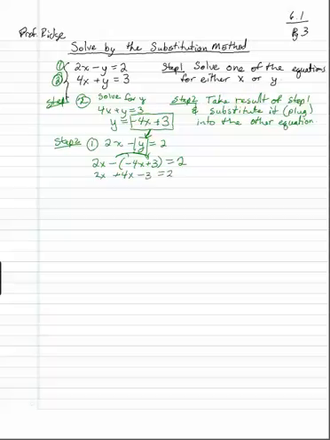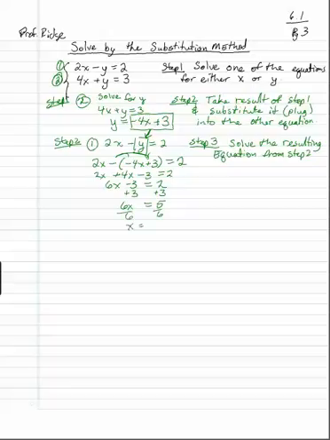This is step 3, by the way, that I'm starting. So step 3 is you're going to solve the resulting equation from step 2. So we're going to combine like terms, and it's just basic Algebra 1 here. So add 3 to both sides. 2 plus 3 is 5. Divide by 6, and you get x equals 5/6.